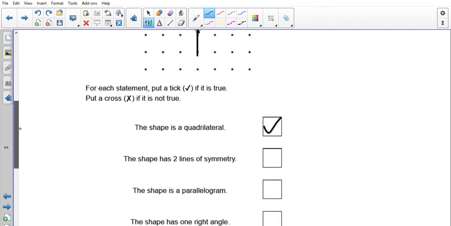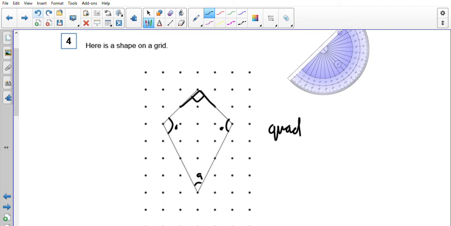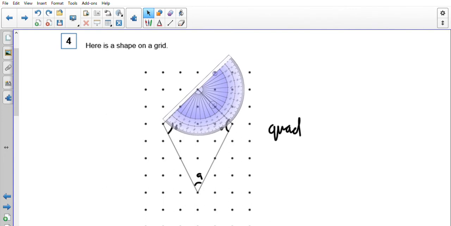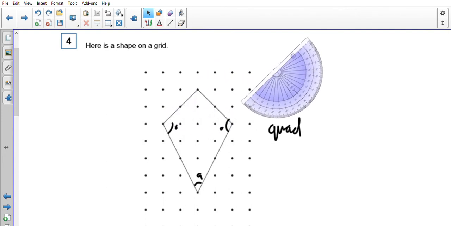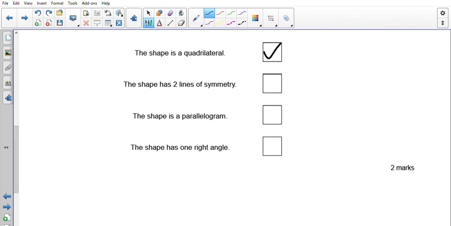The shape is a right angle. Well, if I clear this off a little bit, we said at the beginning that we thought this up here was a right angle. So, in order to check that, let's bring in our friend Mr. Protractor, pop that in there. Lovely. 90 degrees, right angle, tick for you.